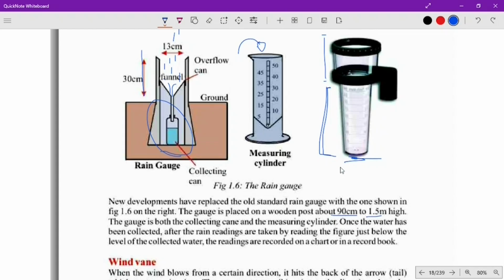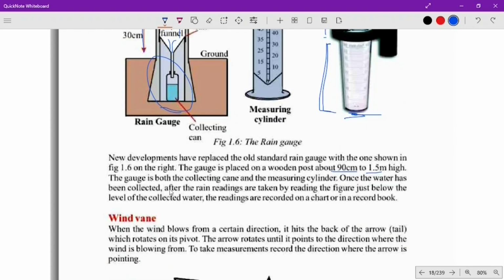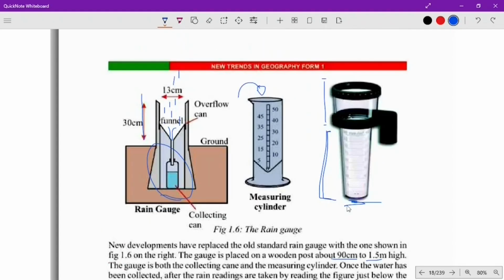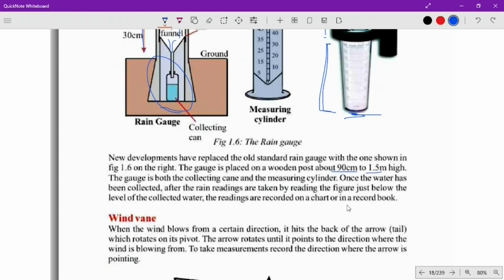This new rain gauge means we have reduced our work. It does everything. What you simply do is to empty and throw away the water after recording. Once the water has been collected, the rain readings are taken by reading the figure just below the level of the collected water. The readings are recorded on a chart or in a record book.